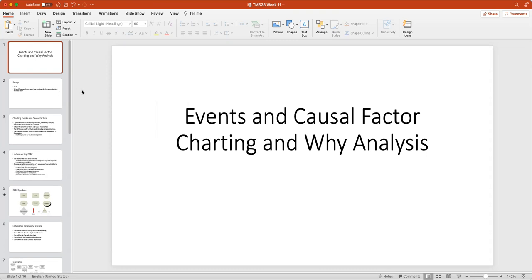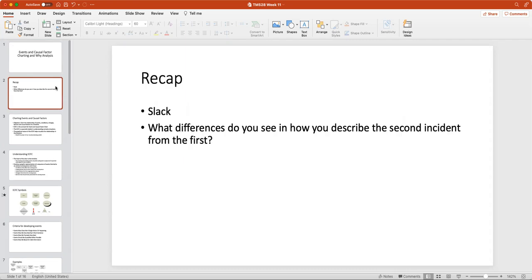So this week we'll be covering events in causal factor charting and the Y analysis method. Initially looking at the recap here, there's not a ton on the Slack to really go over. I liked some of the discussions were kind of interesting, especially with the Titanic stuff. It was also interesting to see, and that's the second bullet, right?